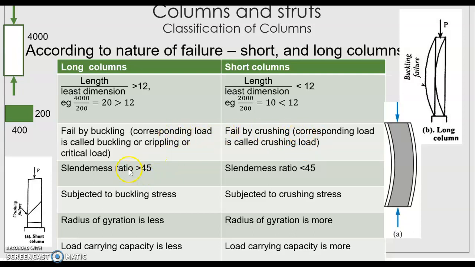And next, the slenderness ratio: greater than 45 is a long column, and less than 45 is a short column. A long column is subjected to buckling stress, a short column is subjected to crushing stress. The radius of gyration is less for a long column and more for a short column. The long column's load carrying capacity is less, and the short column's load carrying capacity is more.